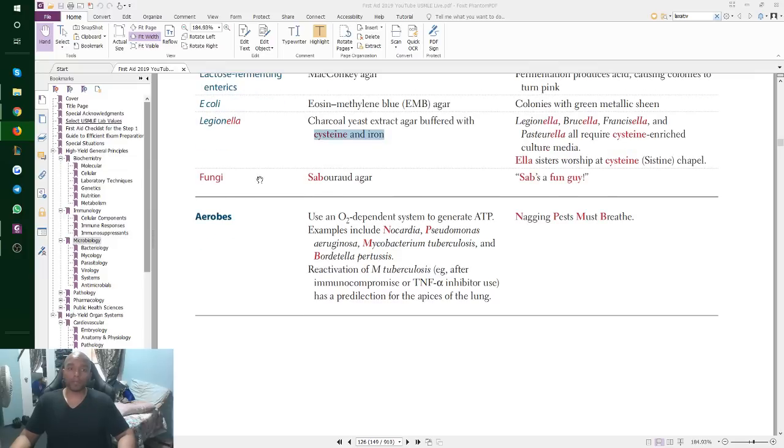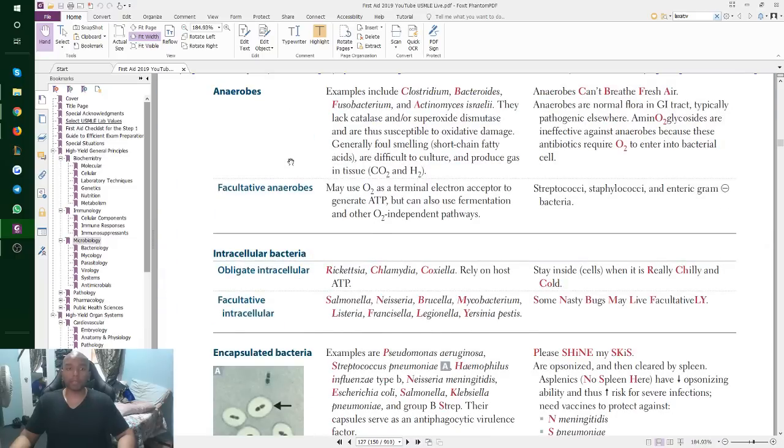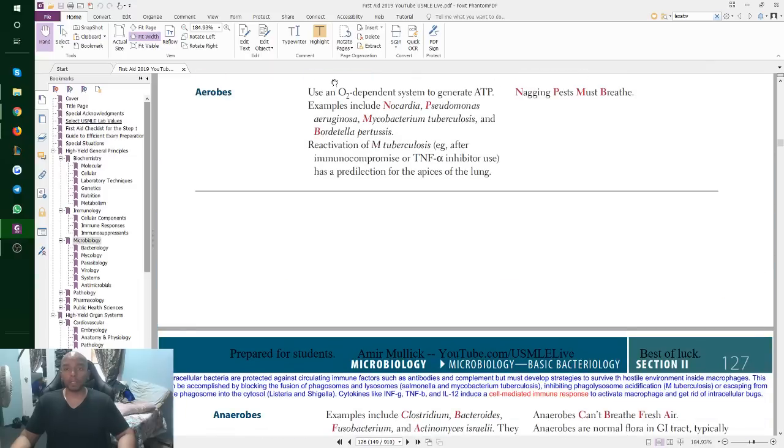Last thing here was the fungi, Sabouraud agar. If you ever see Sabouraud agar, you know they're talking about fungi. And that's just something you have to memorize one more time. Now you have the distinction between aerobes and anaerobes, right? So two different types of groups again.